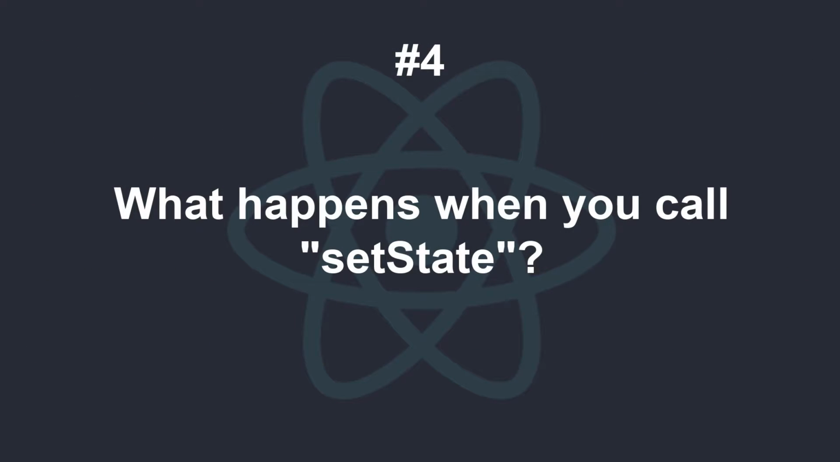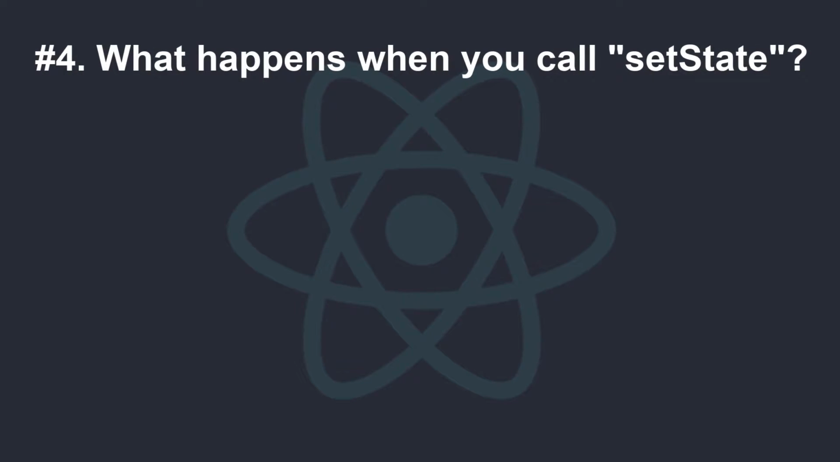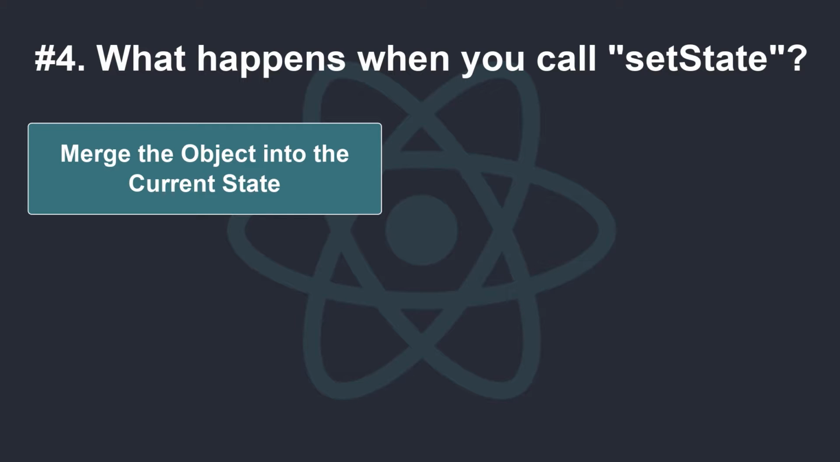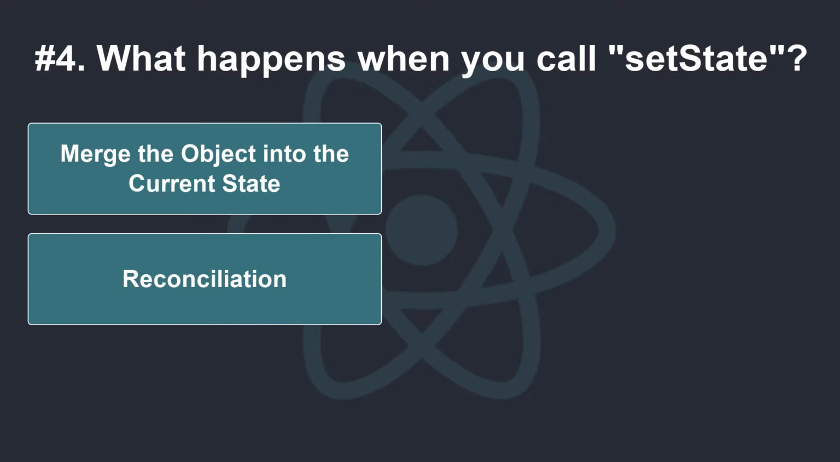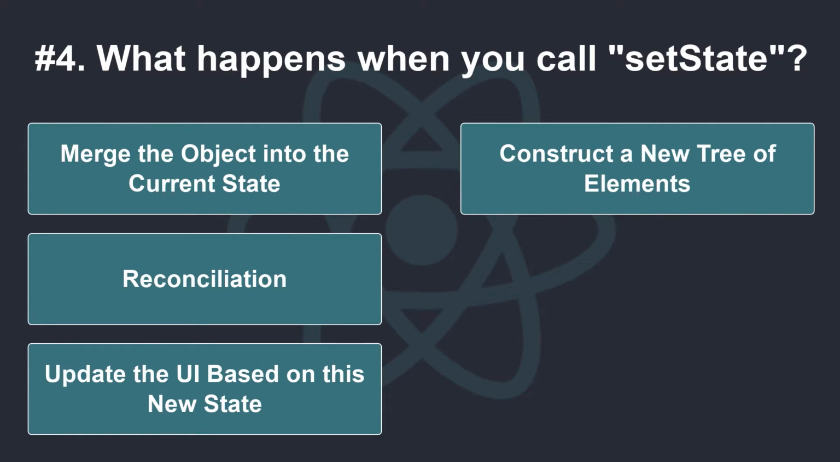What happens when you call setState? The first thing React will do when setState is called is merge the object you passed into setState into the current state of the component. This will kick off a process called reconciliation. The end goal of reconciliation is to, in the most efficient way possible, update the UI based on this new state. To do this, React will construct a new tree of React elements, which you can think of as an object representation of your UI.